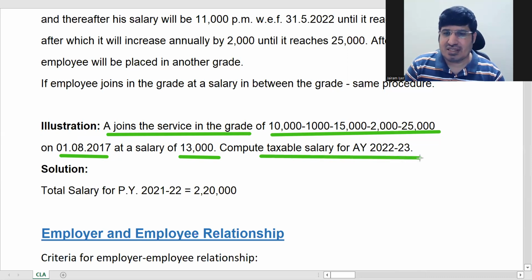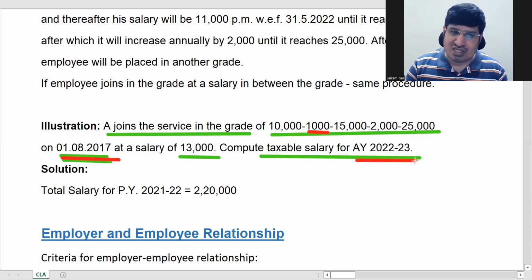Compute taxable salary for assessment year 2022-23. As you all know, our previous year is 21-22 and the assessment year is 22-23. The applicable Finance Act is Finance Act 2021. So how to do this problem? He joined on 1/8/2017. Every year he will get an increment of 1,000. So every year we have to add an increment of 1,000, and from 2017 we have to reach our current previous year, which is 2021-22, and then we will calculate the salary.